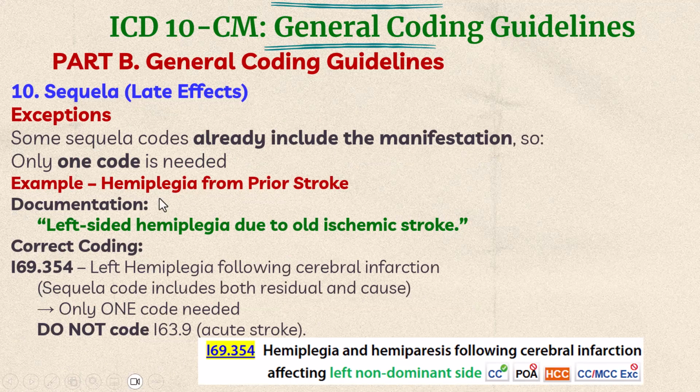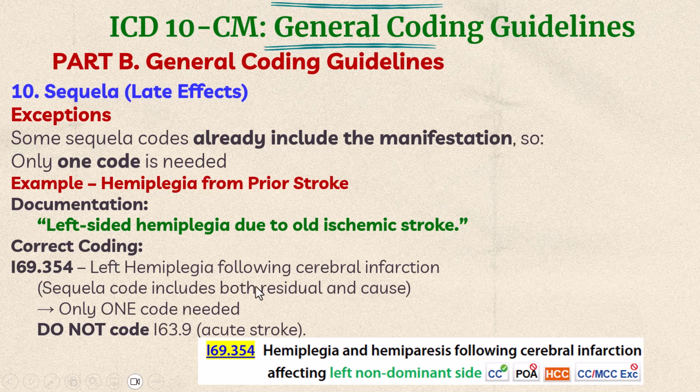Some sequela codes are already included in the manifestation, so only one code is needed. For example, hemiplegia from previous stroke. The documentation says left-sided hemiplegia due to old ischemic stroke. In this scenario, you need to code only one code, that is I69.354. The code itself says left hemiplegia following cerebral infarction. So the sequela includes both the residual and the cause. So only one code is needed.